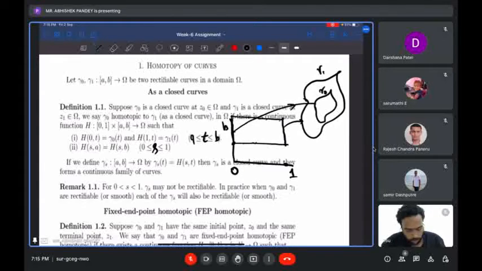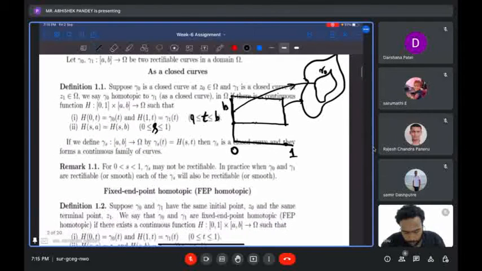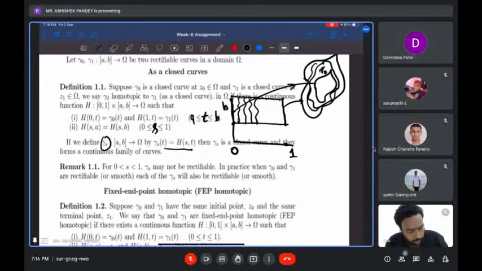These two are equal. So once you define gamma s like this, h of s comma t. So gamma s from a b to omega, where gamma s of t is equal to h of s comma t. So basically you fix s and you vary t. So you will fix some s here and you vary t. So some curves will be there. These intermediate curves will map something here, and something here.